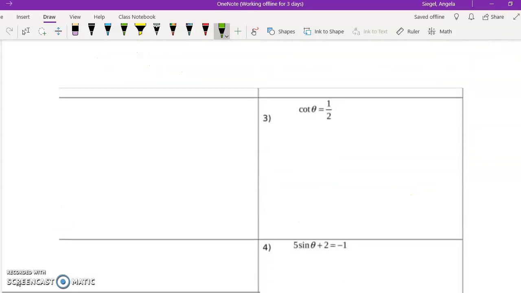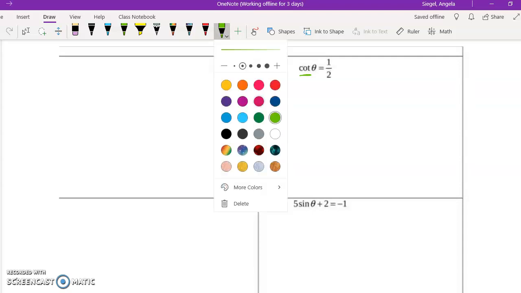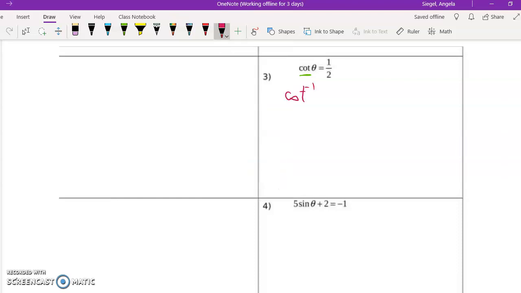Okay, so for this next part, you might look at this and say, oh, 1/2, I believe that's on the unit circle. But cotangent is not. So this is kind of a sneaky snake one. So the first thing I want to do is just go through that process. I'm going to change color too. I'm going to go through that process and write it out with the inverse.